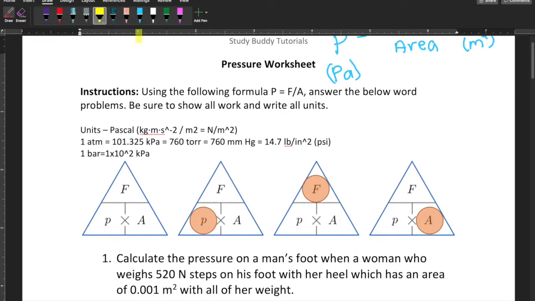The instructions ask us, using the formula P is equal to F over A, pressure is equal to force over area, to answer the below word problems. Show all work and write all units. You see here I included some conversions between units of pascals to different atms, kilopascals, and torrs. We'll get to that in the next video, where I'll be doing some conversion between different units of pressure. So that will be part 3.